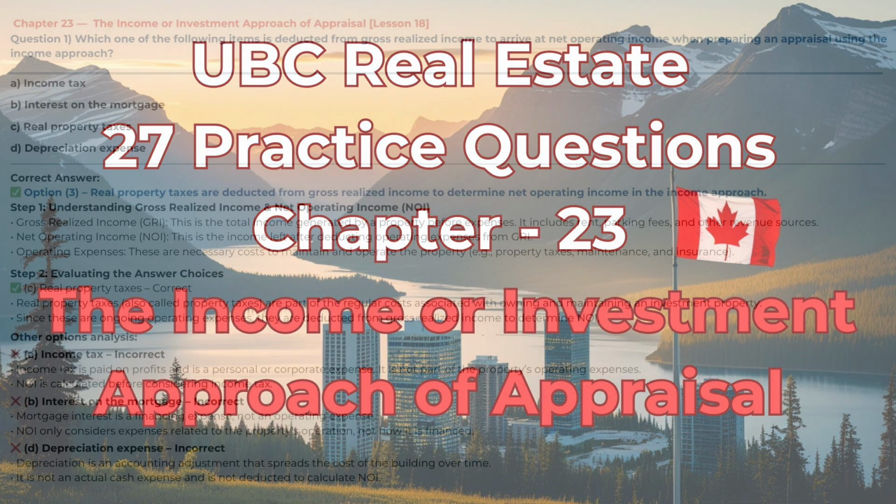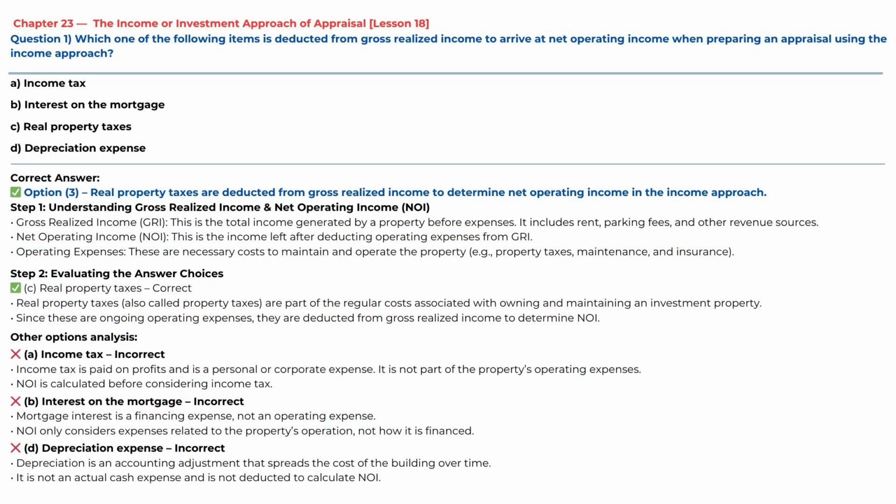Let's get started. Question 1. Which one of the following items is deducted from gross realized income to arrive at net operating income when preparing an appraisal using the income approach? Correct answer, Option 3. Real property taxes are deducted from gross realized income to determine net operating income in the income approach.